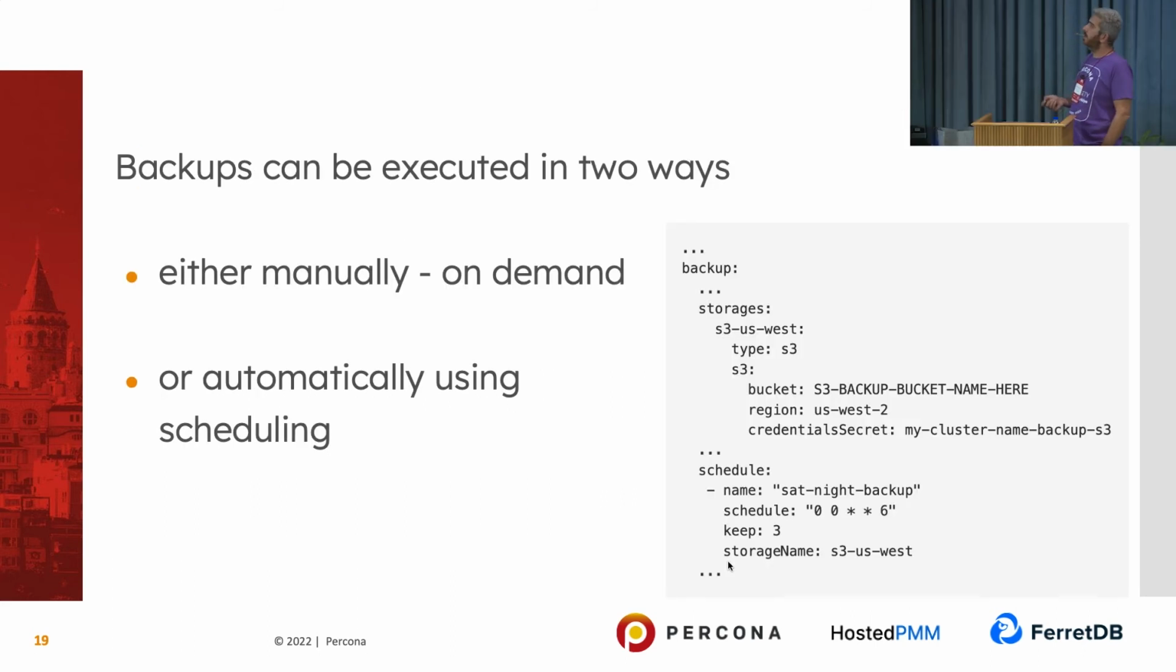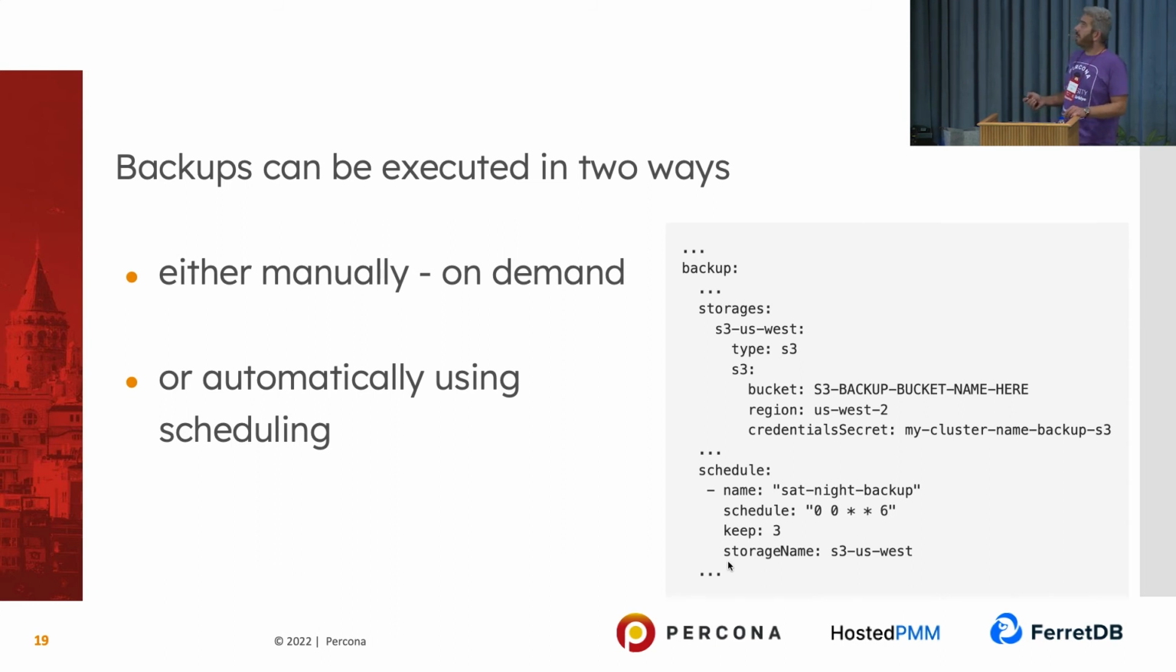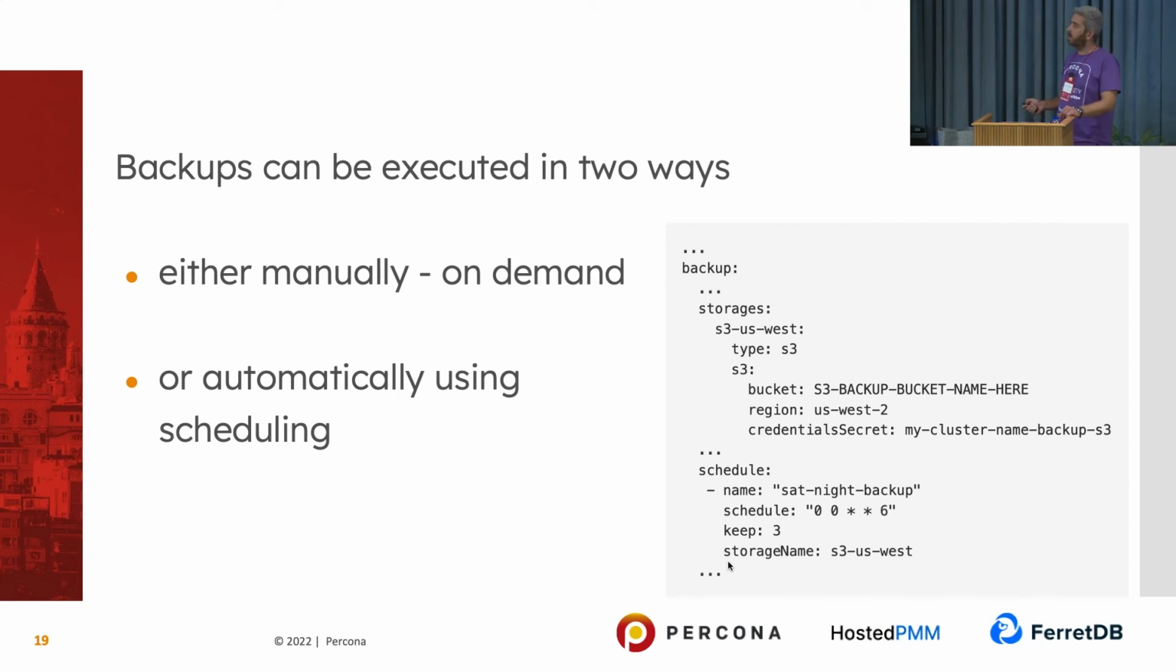And this is what happens with backups. You can either manually execute on demand, or you can create your own scheduling. And this is, as said, a YAML configuration. For example, for backups, I have defined that this is an S3 bucket. This is the bucket name, the region, and this is where the operator will get my credential. And if I want to have scheduled backups, this is like a regular cron. So I have a name here, and these backups are going to be executed every Saturday late evening.